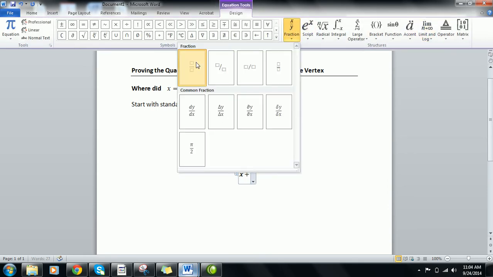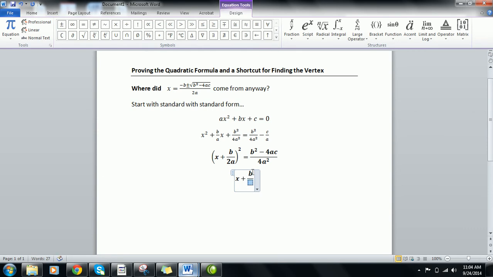Right, I kind of undo the squaring by square rooting. They're inverses. And remember, when you take the square root on the right-hand side, you need a plus or minus the square root of all this stuff. Okay.